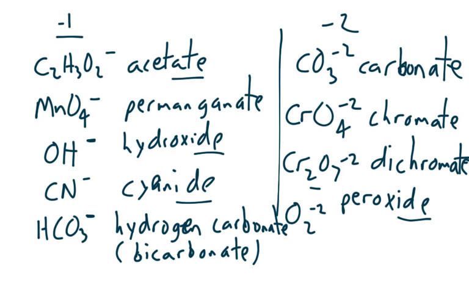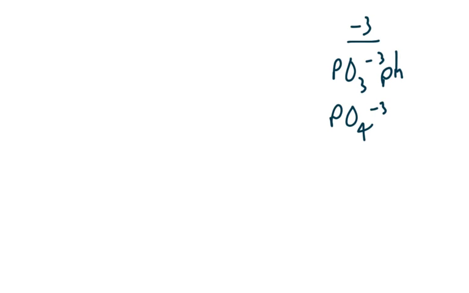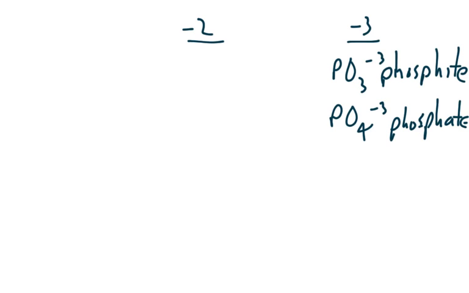Now let me show you a couple of more here. For the -3 column, these are the two I want you to focus on. There are others, okay, and this is not the entire list. These are just some of the more common ones. So we learned earlier this is phosphite and this is phosphate, okay? And we also had seen at the -2 column, we saw sulfite and sulfate.